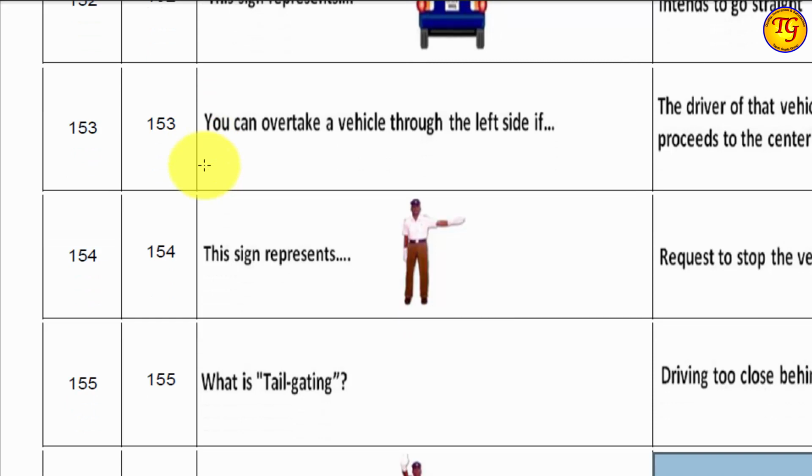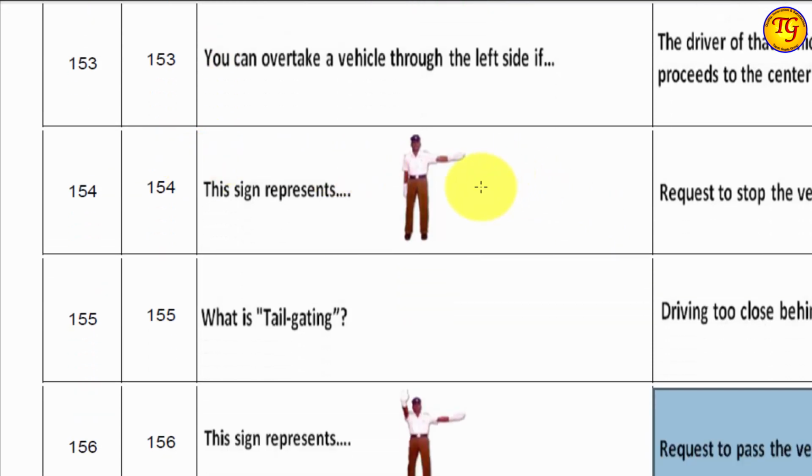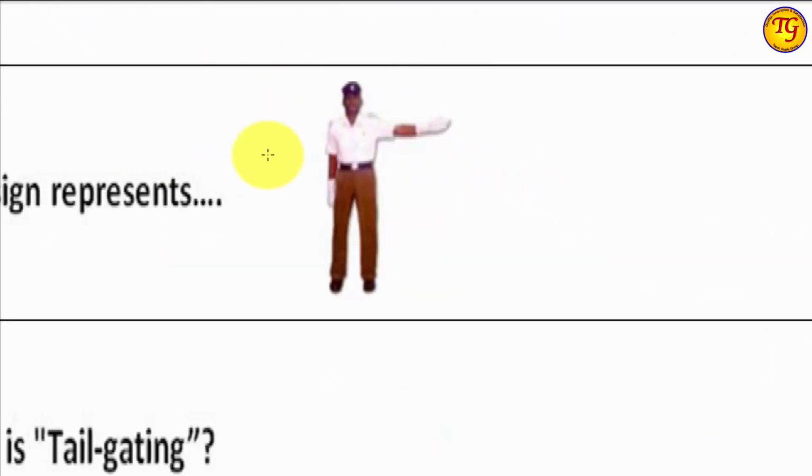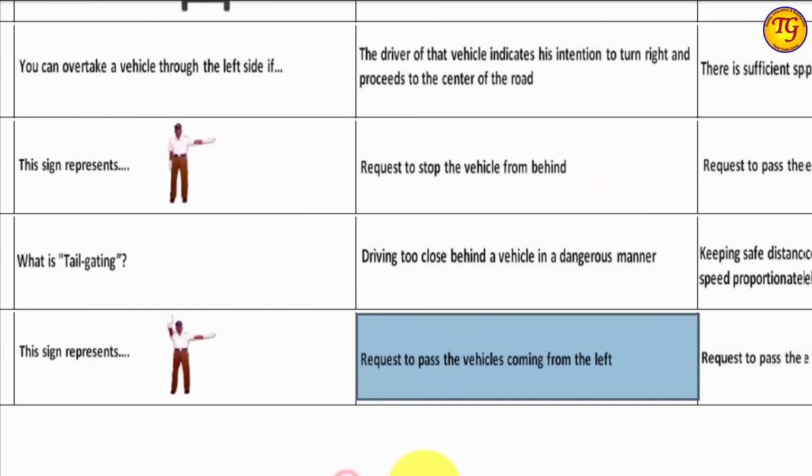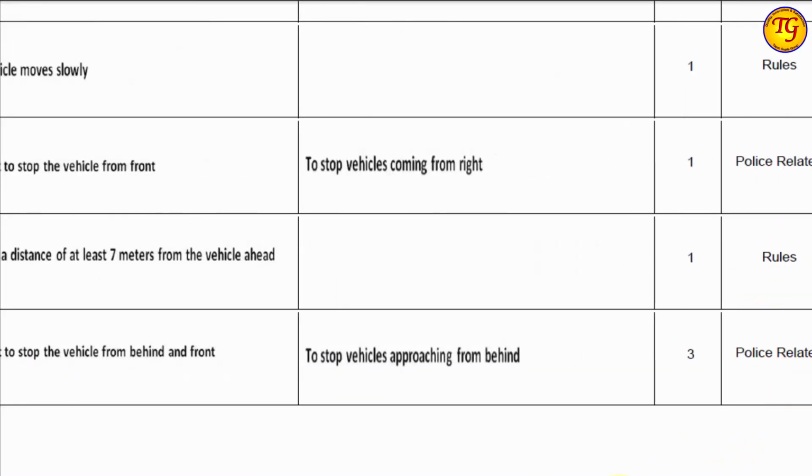Okay, next question. This sign represents, there is a traffic policeman and this signal means that he is showing a request to stop the vehicle from behind, which is option number 1. It is the correct answer. Yes, this is the correct option.